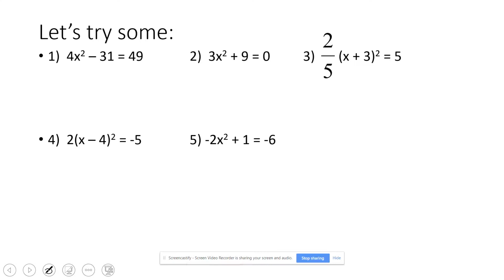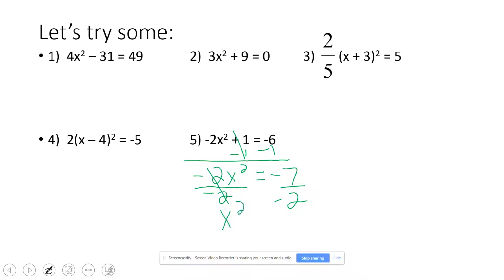Number 5. We will start with subtracting 1 to the other side. That's negative 2x squared is equal to negative 7. Next, we'll divide both sides by negative 2. That gives us x squared is equal to positive 7/2.